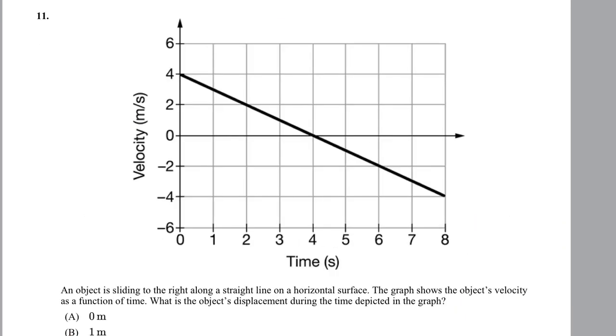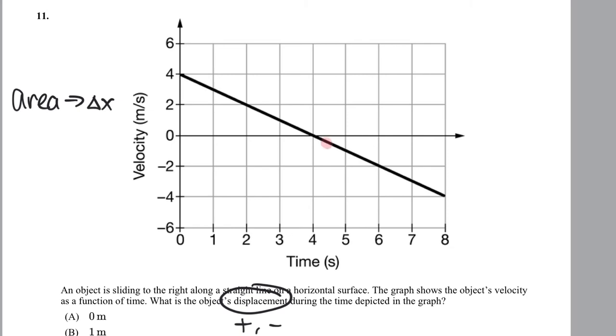Number 11 is a really easy one. An object is sliding to the right along a straight line on a horizontal surface. The graph shows the object's velocity as a function of time. What is the object's displacement? Remember, displacement is going to have a positive or a negative associated with it. So again, if we find the area under the curve, we're going to find our change in position, or my displacement.